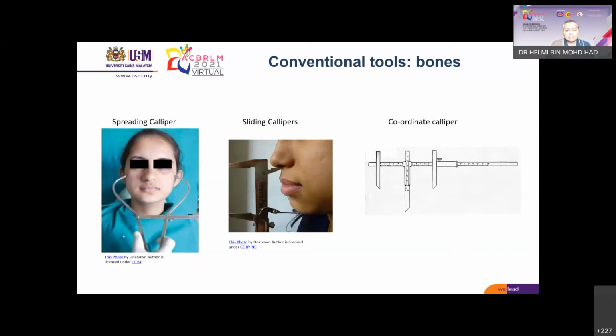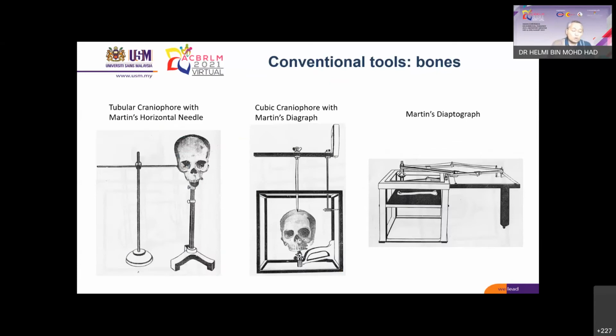So you have a spreading caliper, sliding caliper, and coordinate caliper. The coordinate caliper here is just for projection measurements. For bones, we can use the Martin's needle to put the skull in a FH plane, or Martin's diagraph to measure the skull contour, or the Martin's dioptograph to make an outline of the bone. Out of these three instruments, we still use the Martin's horizontal needle. The Martin's diagraph and the Martin's dioptograph we do not currently use because there are newer methods which replace these methods, and the equipment itself is actually quite bulky.